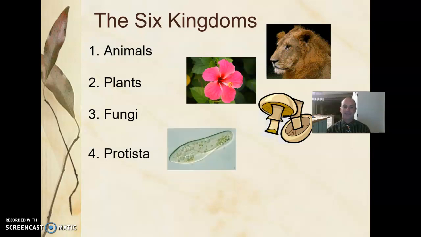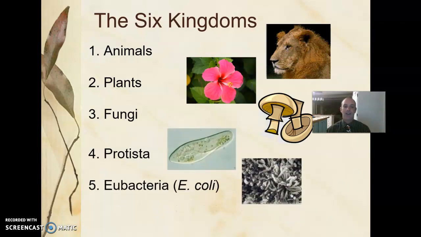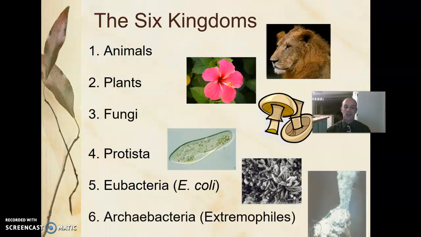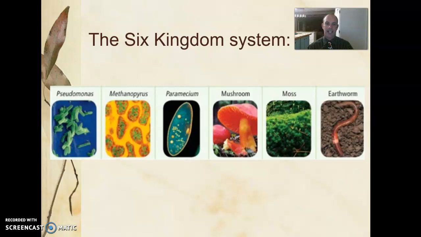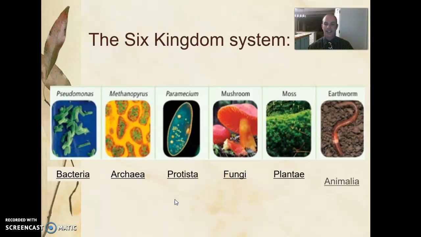4, protista. 5, eubacteria, which is E. coli, for example. And 6, archaebacteria, extremophiles. These live in deep ocean vents, in extreme conditions. Sometimes these 2 could be combined into what's called the Monera kingdom if you see an older textbook. So as a recap, here is the 6 kingdom system: bacteria, archaebacteria, protista, fungi, plantae, and animals.